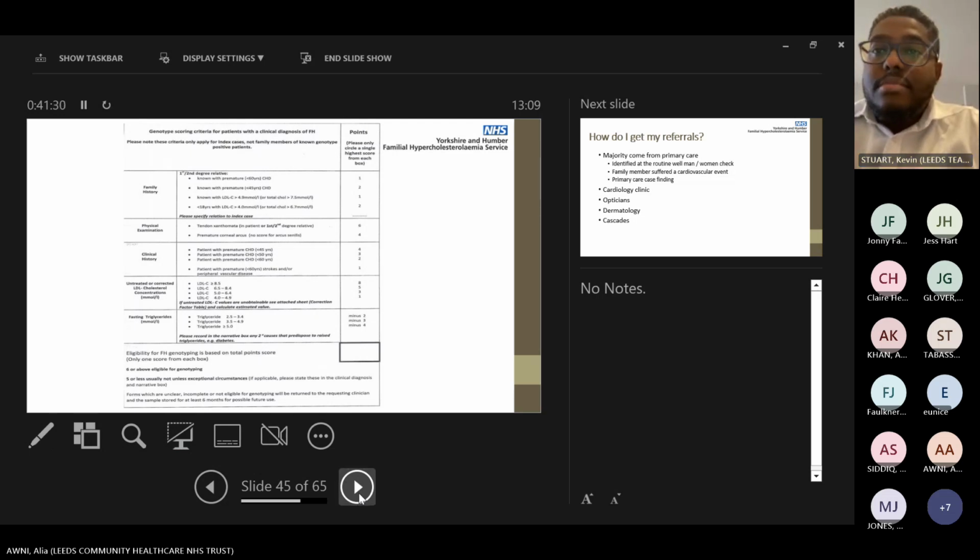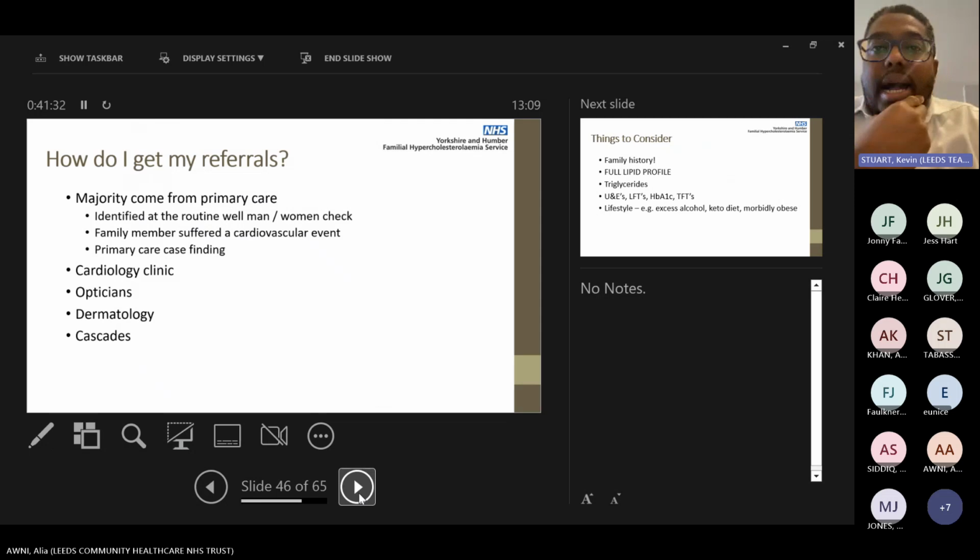Next slide. So how does Claire get her referrals? The majority of her referrals come through primary care and are identified at routine women's and men's health checks. It could also be a family member having a cardiovascular event. You know, dad had an MI suddenly, and therefore all of the children are being checked out, and his siblings as well.